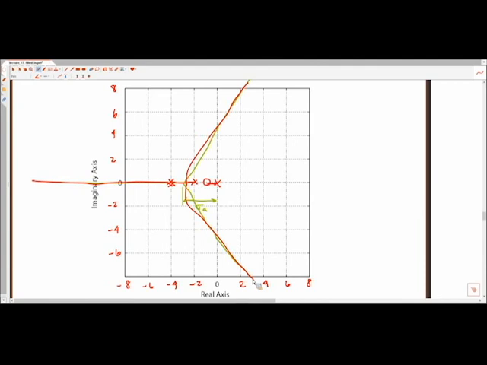Okay, so I'm out of time. Any questions in the last minute of class about what we did here in this example? Yes?